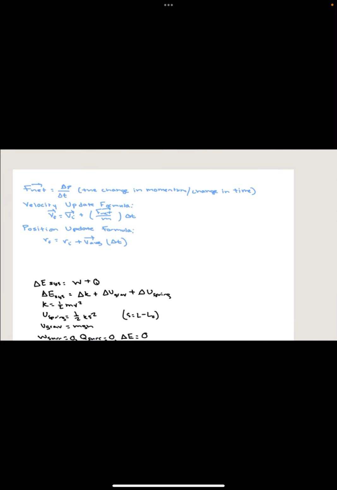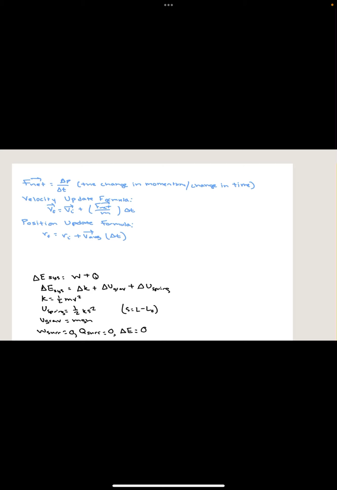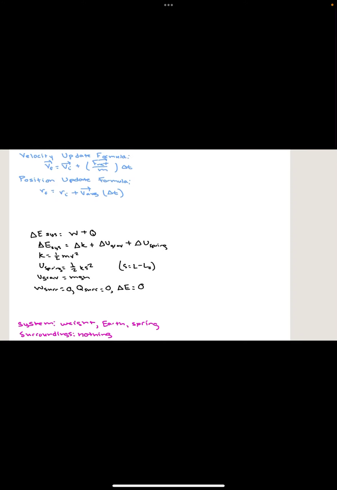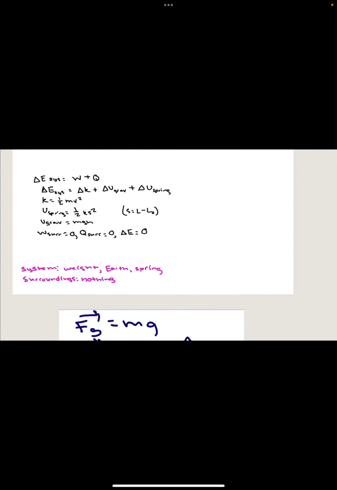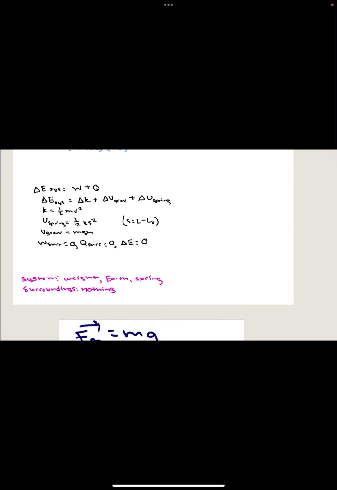Some important info. As you can see, F net equals the change in momentum divided by the change in time. The velocity update formula says that the final velocity equals the initial velocity plus F net divided by the mass times delta T. And the position update formula says that the final position equals the initial position plus average velocity times delta T. Here it says the change in the energy of the system equals the work in the surroundings plus the heat of the surroundings.